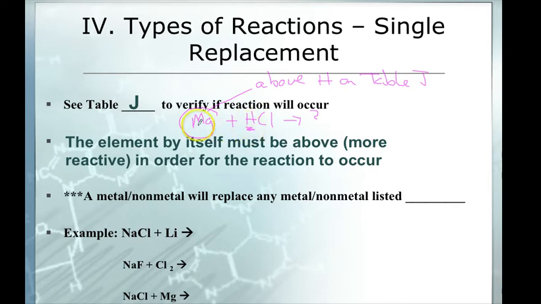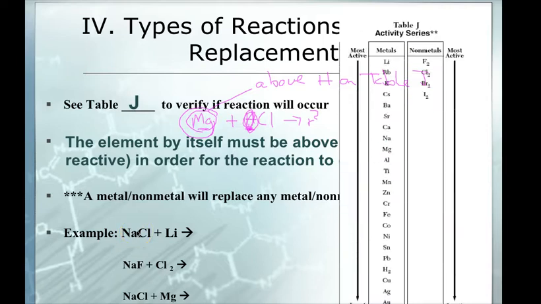And it's not always going to be H, so you just compare this element and this element. If the free element is above this element on table J, the reaction will occur. If it's not, then there would be no reaction. And you have to be able to figure that out. Here's an example. If you look at this equation, you have to look up lithium and see if it is more active than sodium. So you'd have to look on table J. So here's table J. So let's take a look.